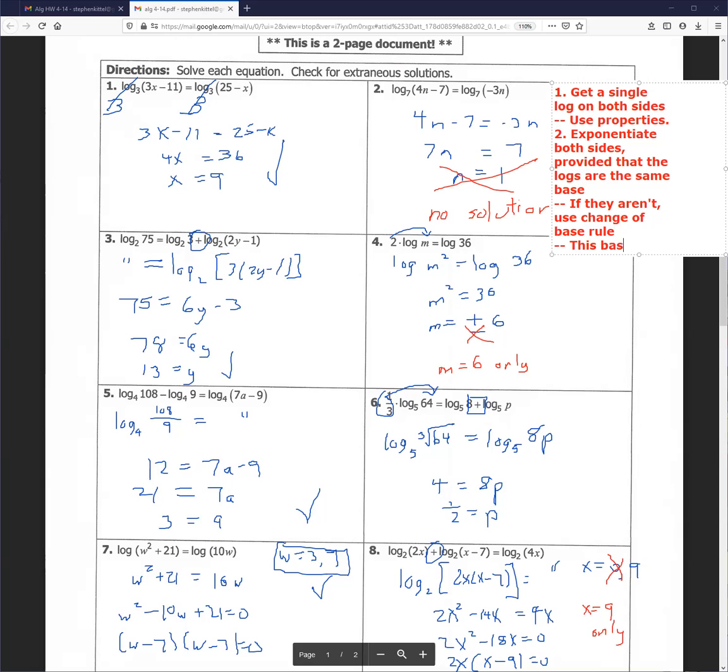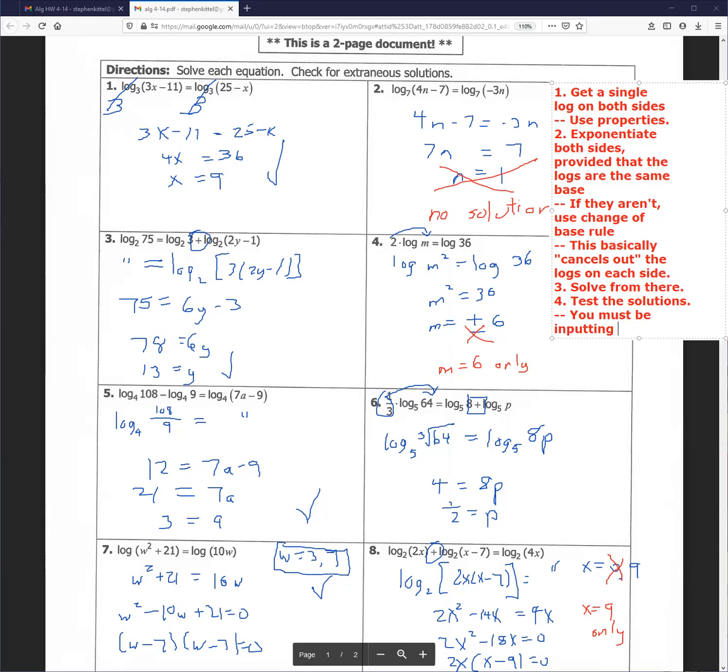So this basically cancels out the logs on each side. And then step 3, solve from there. Step 4, test the solutions. You must be inputting a positive number into the logarithm.